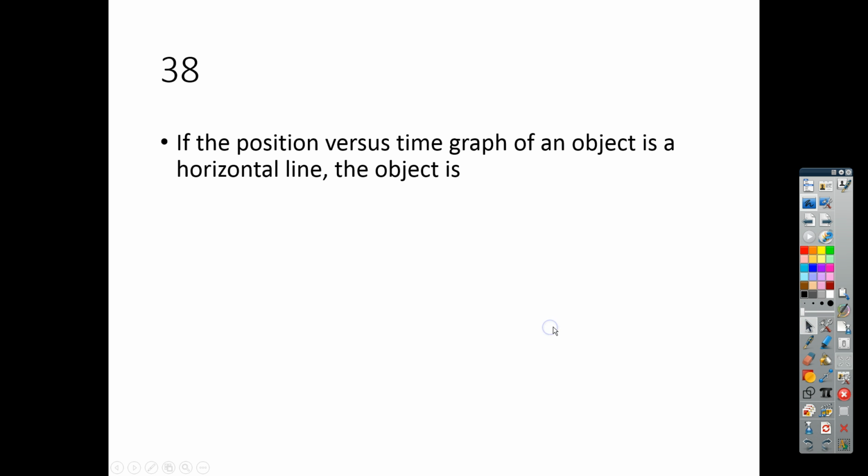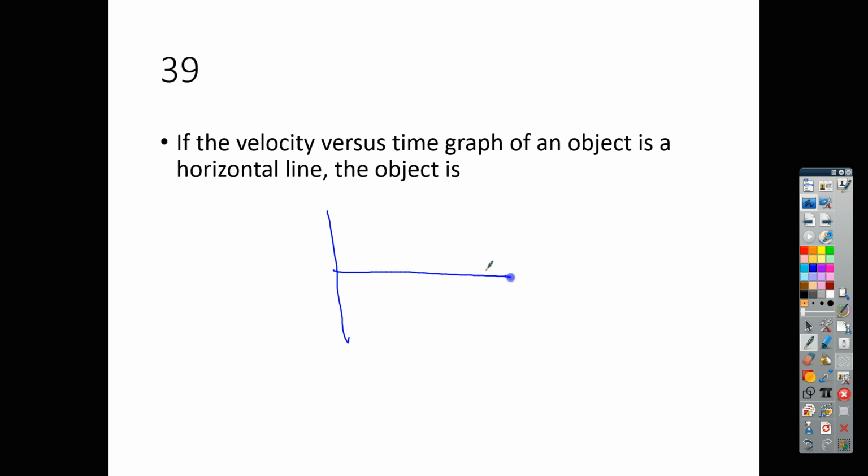Number 39, if the velocity versus time graph is a horizontal line, so here's velocity versus time. If it is a velocity versus time, it would be moving with a constant non-zero speed. And so constant non-zero speed would mean that could either be above or below, because the speed would be non-zero. The velocity could be positive or negative. But if we have to describe this, that's why they say it's moving with a constant non-zero speed.